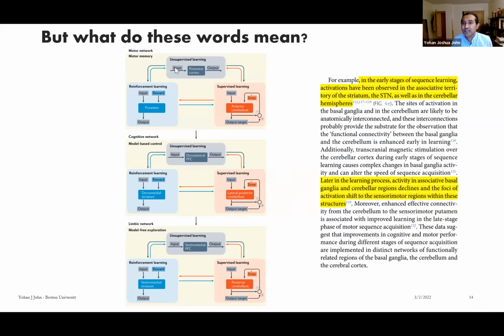When you say unsupervised learning is happening here, or model-based control, model-free exploration, how clearly do we know what all of this is? This exact model-free and model-based distinction I feel is a slightly odd way of thinking.